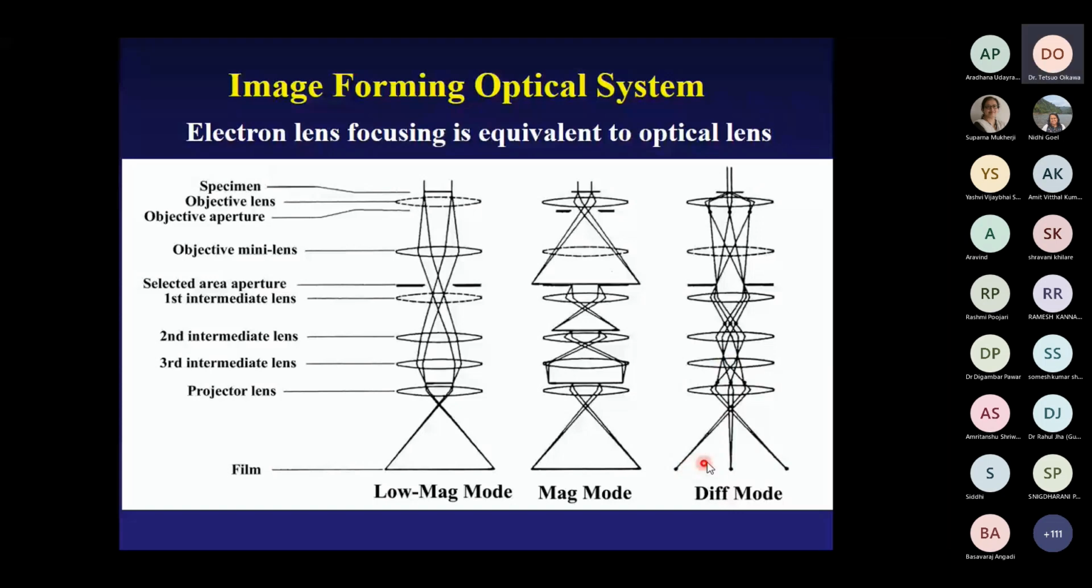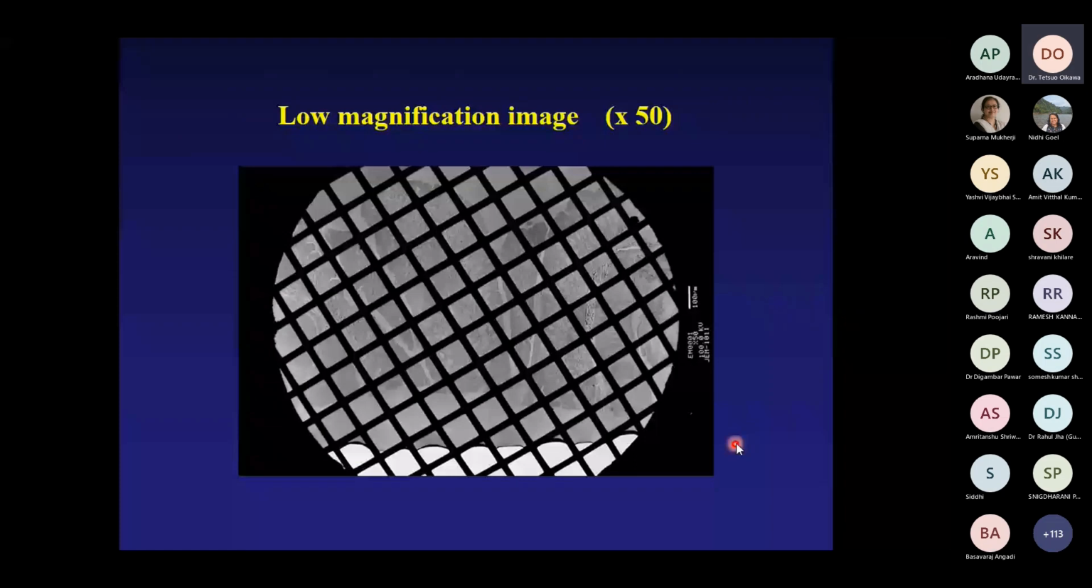We can observe the electron diffraction pattern in the reciprocal plane, and also real space in the magnification mode. We can observe both real space imaging and reciprocal diffraction information simultaneously. The electron microscope is so convenient for observing spatial information like this. This is just an example of low magnification. Magnification is just 50 times.